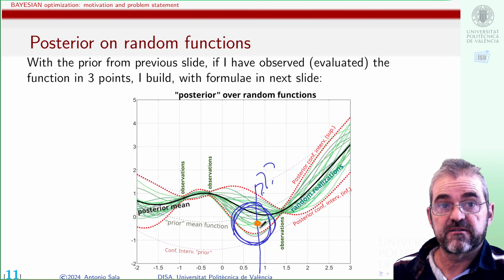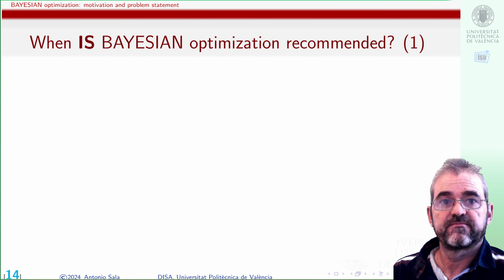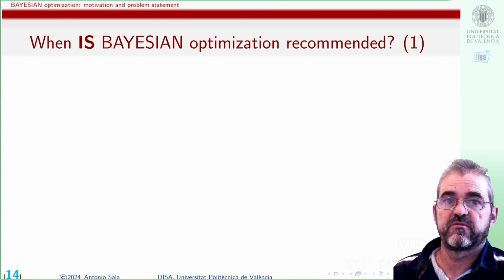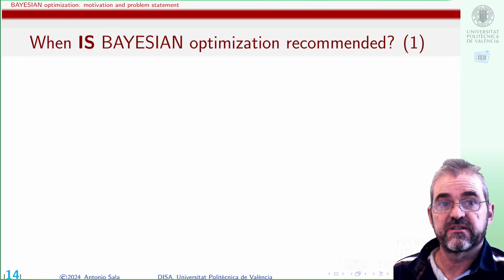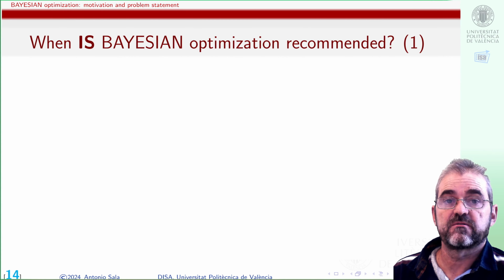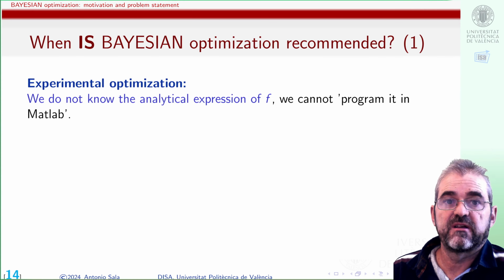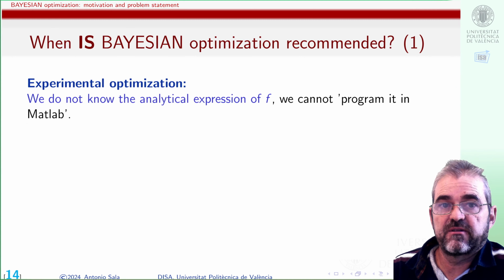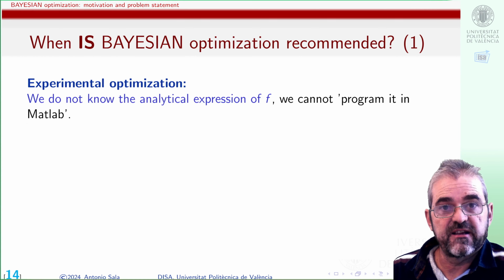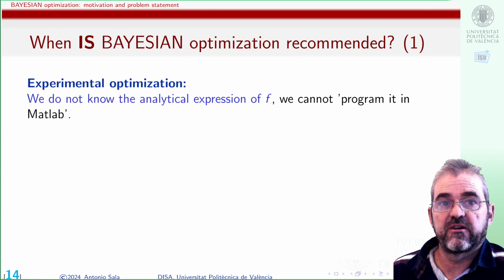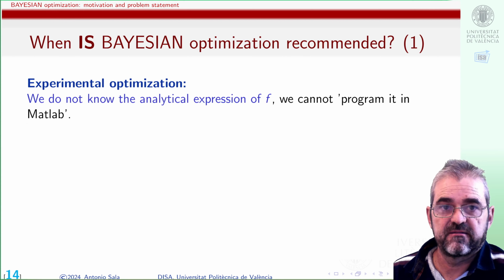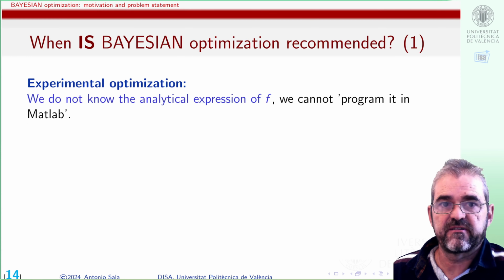Now let us discuss application use cases. So when is Bayesian optimization recommended? Well, the first setting in which we can apply this is what is called experimental optimization. What does it mean? Well, it means that I don't exactly know the analytical expression of f, so I cannot code it in MATLAB, let's say, or Python or whatever.